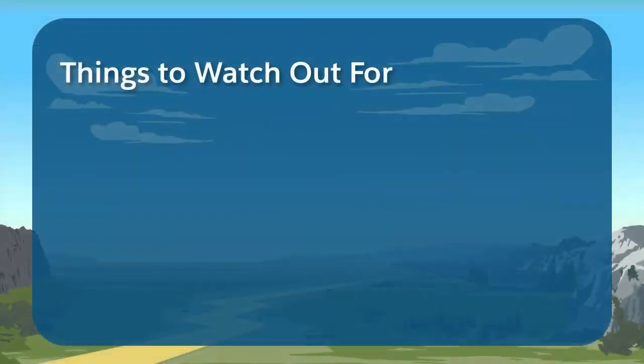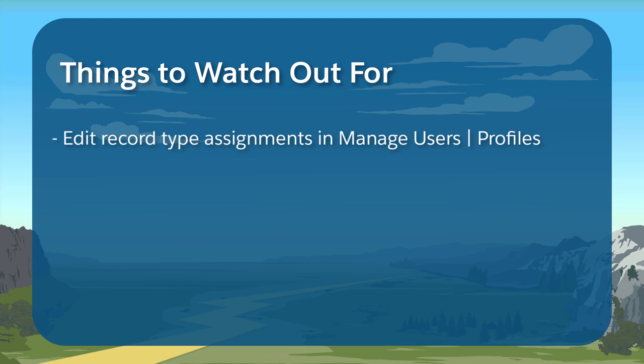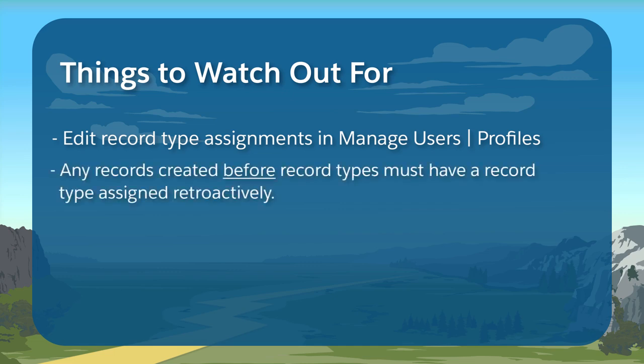Here are some things to watch out for. Once you have created and assigned record types, you can edit those assignments by profile in the Manage Users, Profiles section of the Setup pages. If any records have already been created in your system before you created and started using record types, those original records won't have an associated record type. You'll need to retroactively assign the proper record type ID.